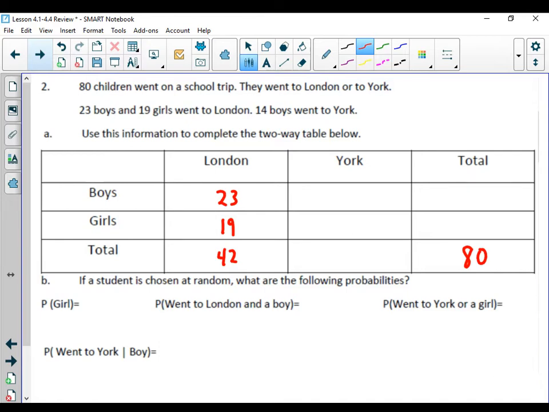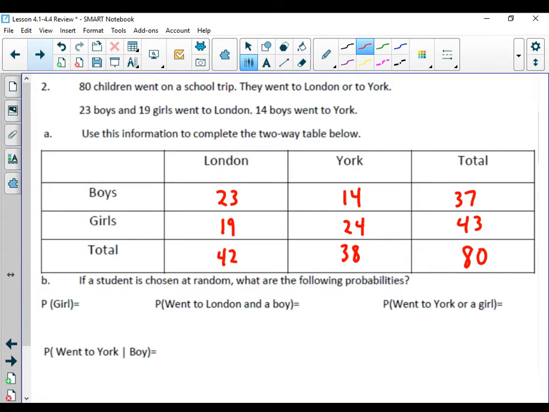14 boys went to York, which means there were 37 total boys. And that's all I gave you. So you had to try to figure out the rest. Well, one thing we can figure out is if I have a total of 80 people, 37 of them were already boys. That means that we have 43 left for girls. And if 19 of those girls went to London, that means 24 of them went to York, which means I should have had 38 that went to York total. And we can check it, 42 plus 38 is 80.